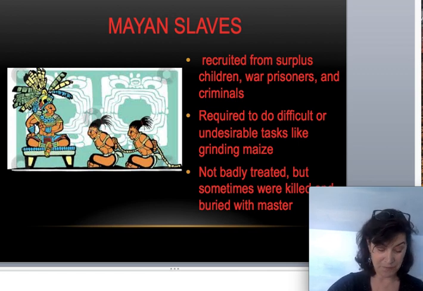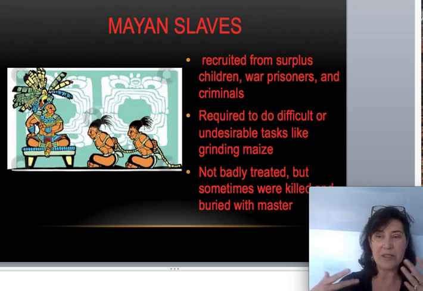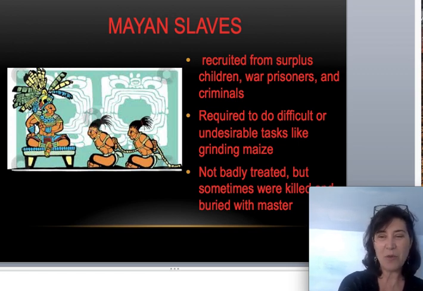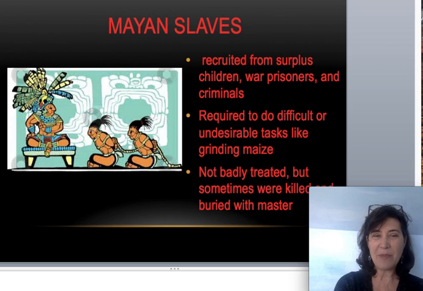So there you go. Slaves really weren't treated badly in general, but when an important person died, sometimes his slaves would be killed and buried with them. And again, if you were captured in a battle, you might be sacrificed. So that sounds like a pretty harsh treatment, but again, when you were sacrificed, you felt like you were going to live in the next place, so it wasn't as horrible to them as it might sound to some of us today.